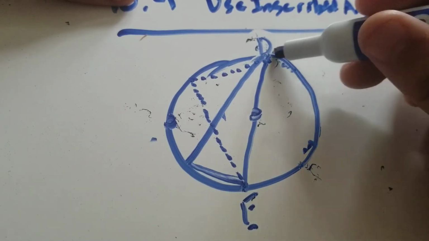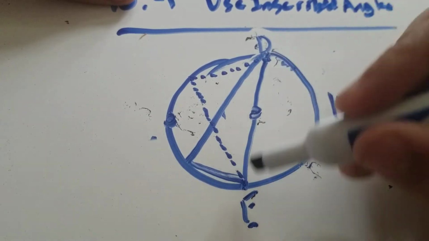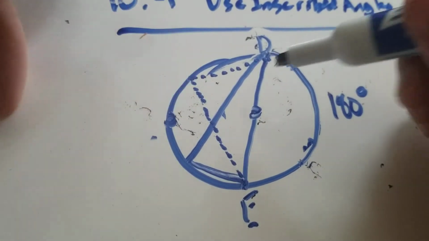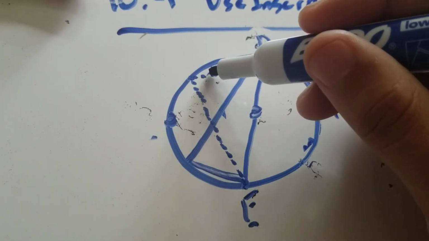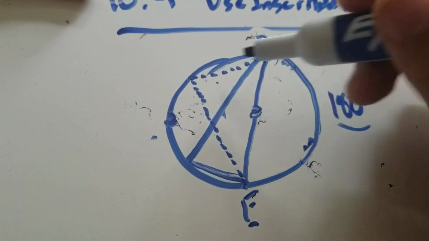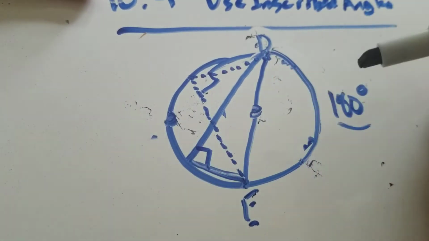Since this arc is 180 degrees, and we know that because the diameter makes it into semicircles, and half a circle is 180 degrees, that means an angle like this dotted line is going to be half of the intercepted arc. So that would be 90. Or something like this would be 90.